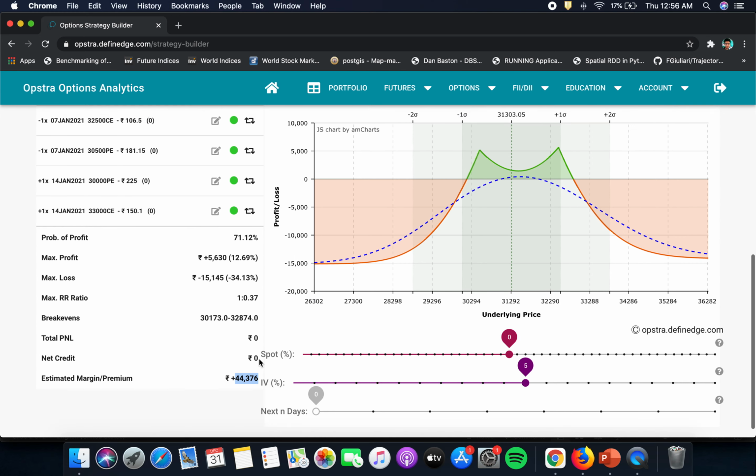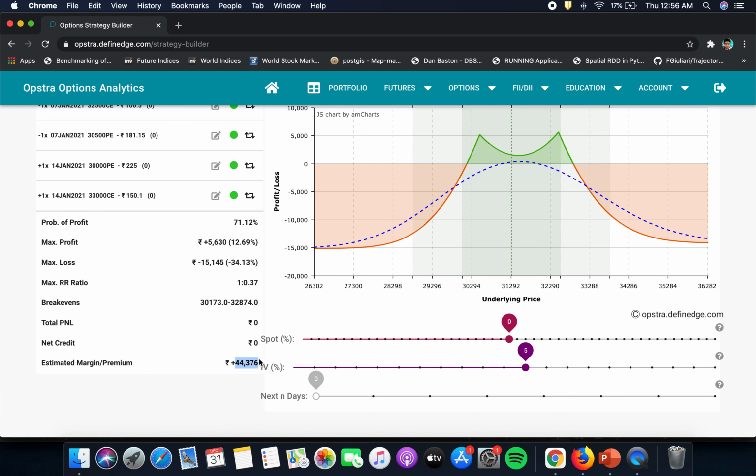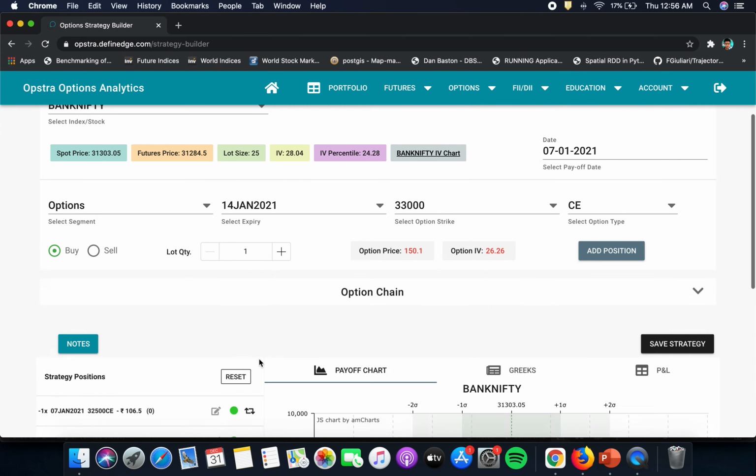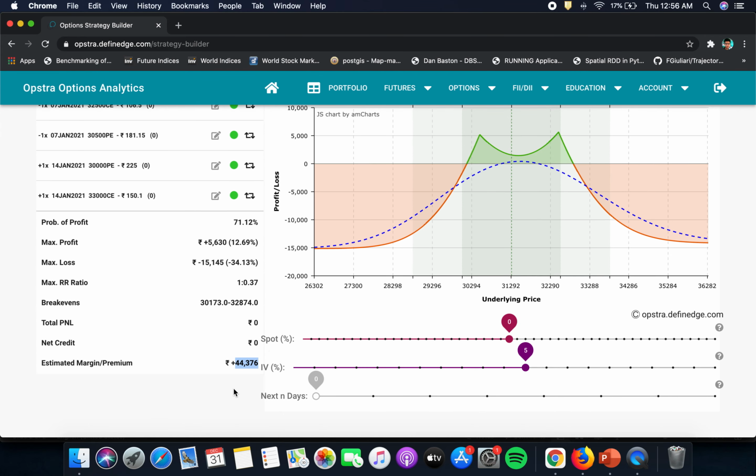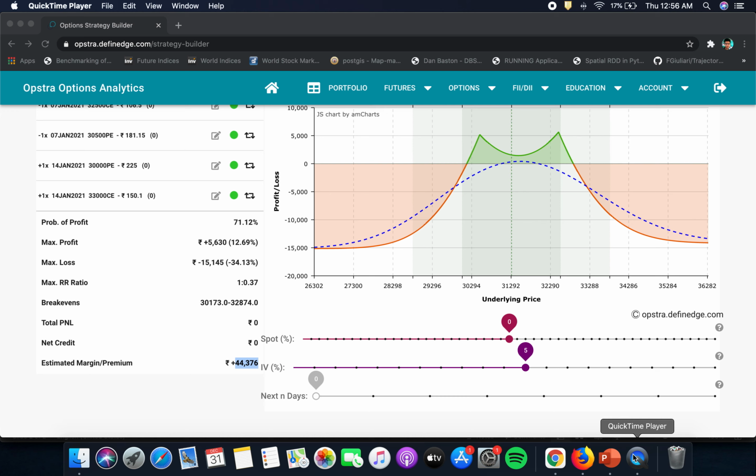As I say, definitely try it out with one lot for a week, see how it works out for you, and if you're satisfied, then gradually increase the quantities. I think that this was an amazing strategy, which you can definitely try out.